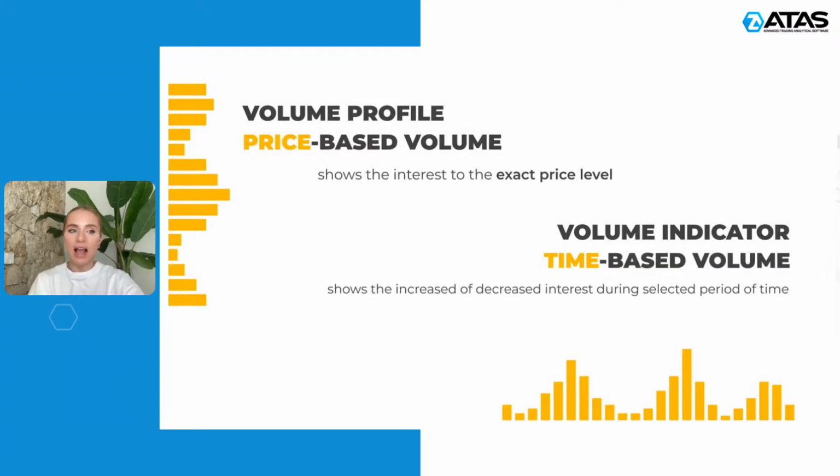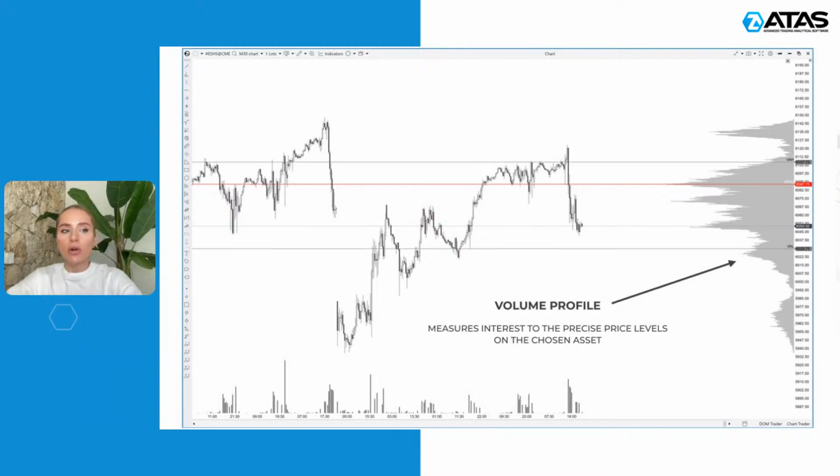So it tells us how many contracts were traded at each and every single tick in the market within the chosen period of time. Whereas the normal volume tells us how much interest, decreased or increased interest, was traded over a specific candle. So that's based on time, and the volume profile is based on price. You can think about the volume as creating a histogram on the vertical price axis.